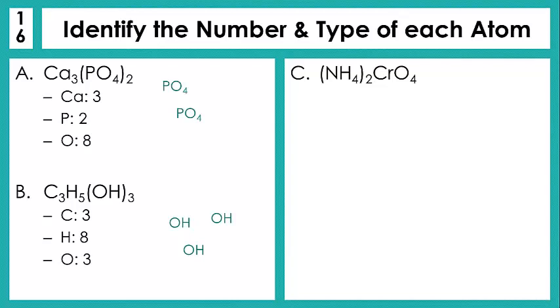The next one, I've got NH4 with a 2 after it. So that's saying that there's 2 ammoniums. So 2 nitrogens, 4 hydrogens for each. So times 2 gives me 8. There's 1 chromium and 4 oxygens.